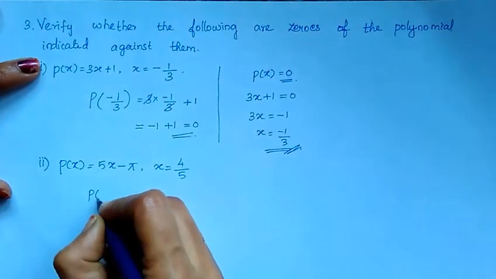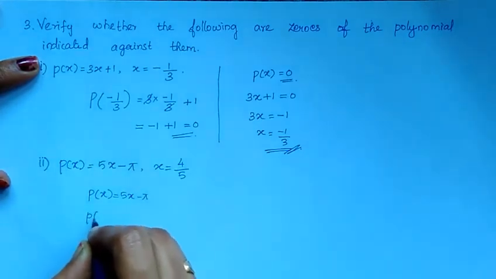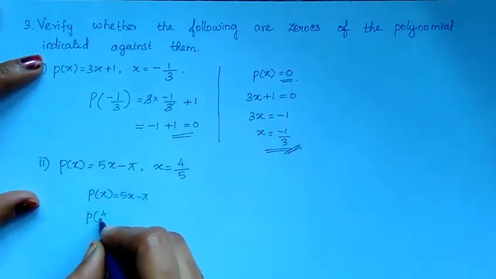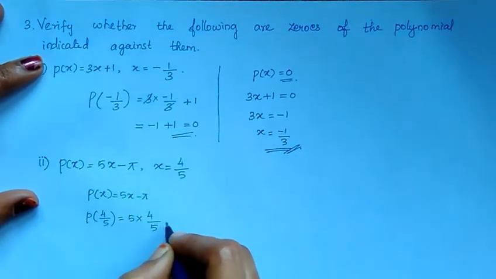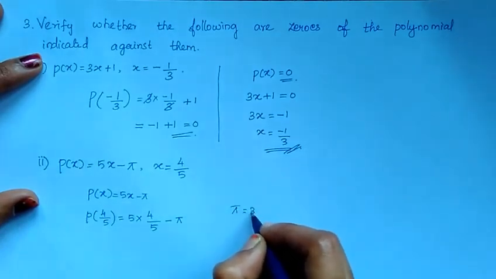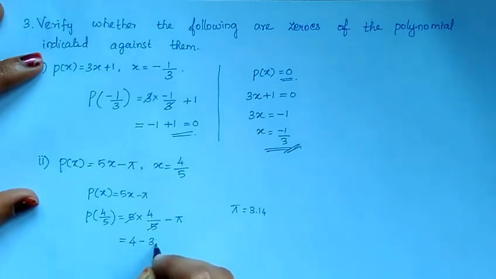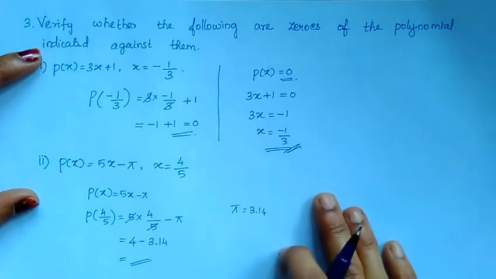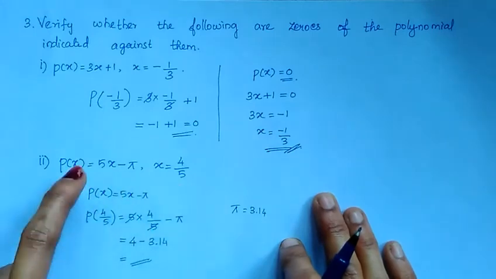P of x is equal to 5x minus pi. Here we have to apply in the place of x 4 by 5, which is equal to 5 into 4 by 5 minus pi. Pi value we know, that is pi is equal to 3.14, which is equal to 5 get cancelled, remaining 4 minus pi value 3.14. Anyway, subtracting this will not give the answer 0. So, we can say that 4 by 5 is not a zero of this polynomial.